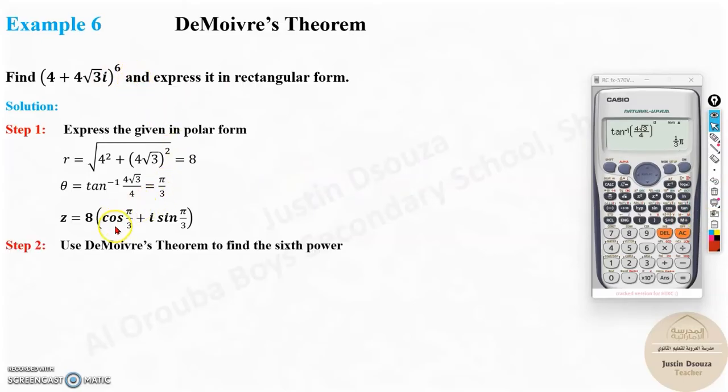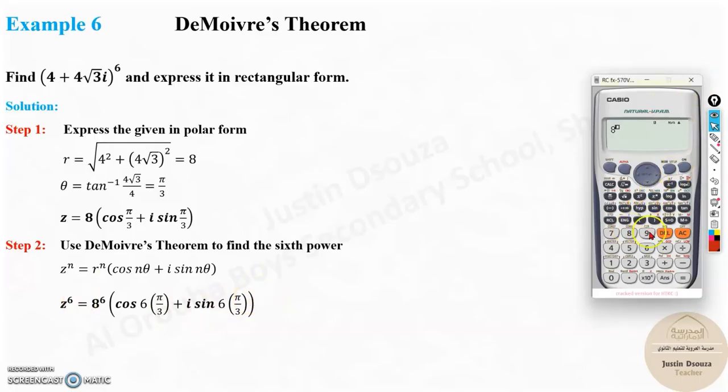Raise it to the power 6 using DeMoivre's theorem, which says if it is z to the power n, then r^n cos n theta plus i sine n theta. Now over here it's power 6. So 8 to the power 6 times cos 6 into pi by 3 plus i sine 6 into pi by 3. All you need to do is simplify this. Now, what is 8 to the power 6? Because you need it in rectangular form, right?